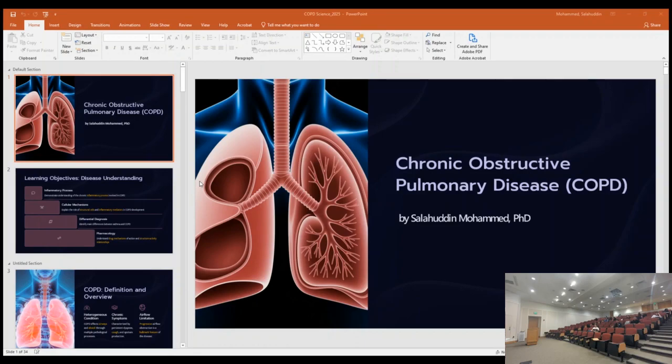You cannot forget this. The only way you can differentiate asthma versus COPD is this aspect of airflow limitation. Okay, you gotta remember that keyword, airflow limitation.